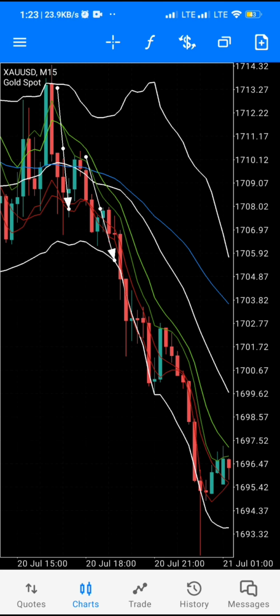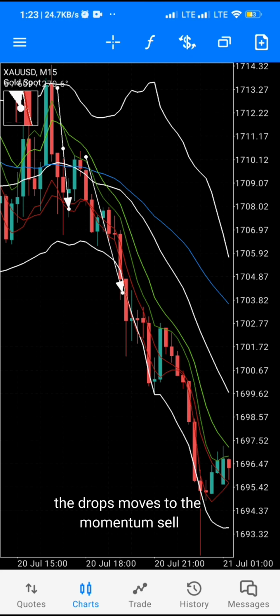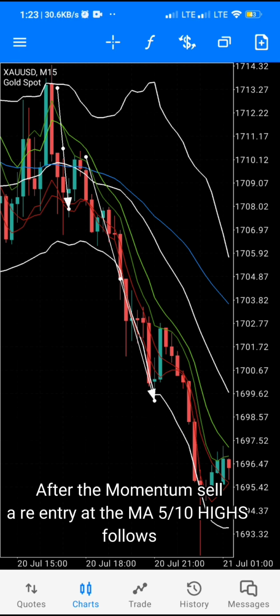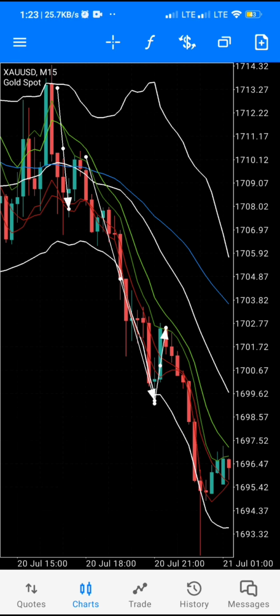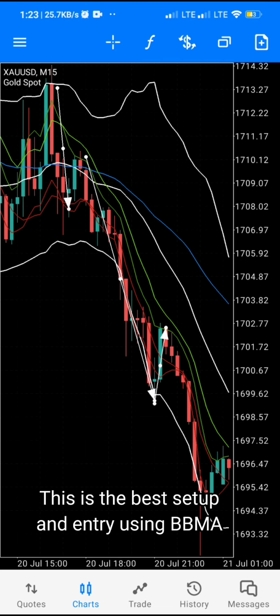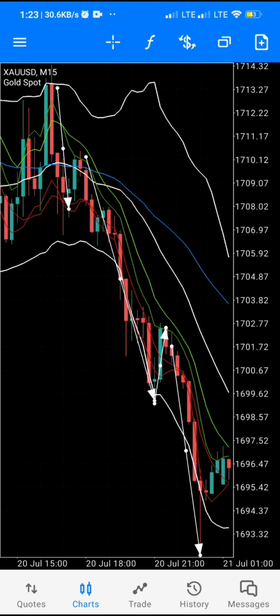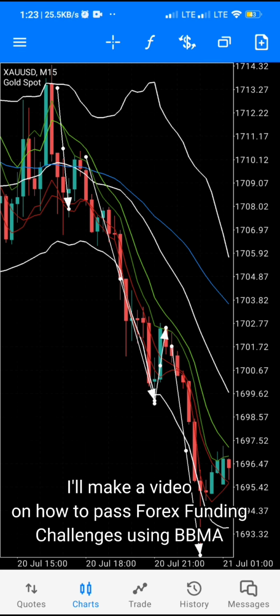Okay, so the sell from the re-entry drops down to the momentum sell. After the momentum sell, a re-entry. Here's where I get my entries. The best setup. Price drops almost 100 pips. Easy. This also made a video passing my forex fund challenge.